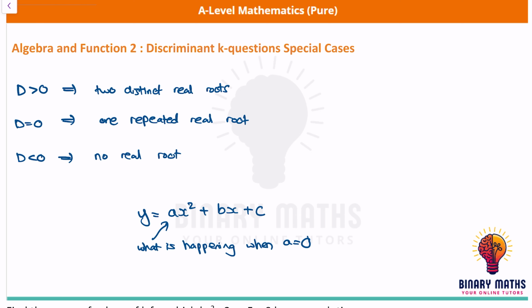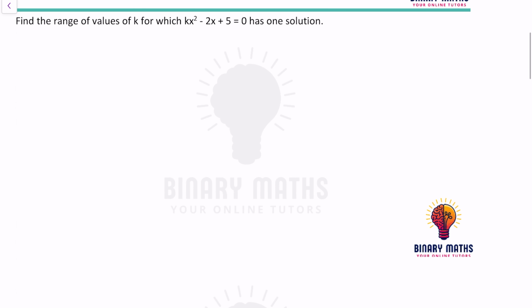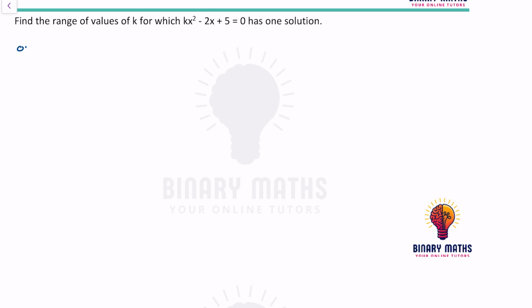Okay. So let's go through a few examples to help you understand this. It says, find the range of values of k for which kx squared minus 2x plus 5 equals 0 has one solution. Okay, one solution implies the discriminant must be equal to 0. Okay, we've got kx squared minus 2x plus 5 is equal to 0, which implies a is equal to k, b is equal to negative 2, and c is equal to 5.